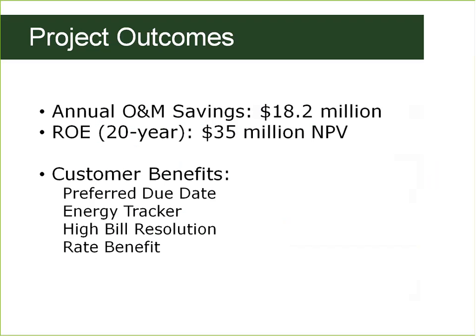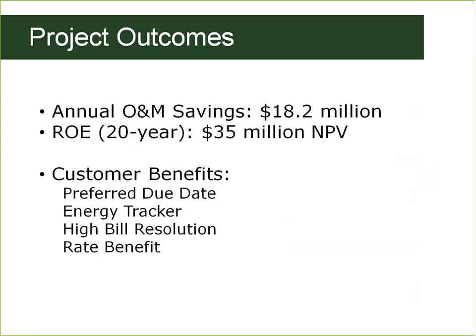So what outcomes was this project achieving? For that $154 million investment, they expected to get annualized operating cost savings of about $18.2 million. And so the calculated return on equity, given their standard formula, was $35 million. So for the $154 million investment, they were going to pay back that investment and get $35 million additional. So this had benefits to shareholders, and it had benefits to customers.